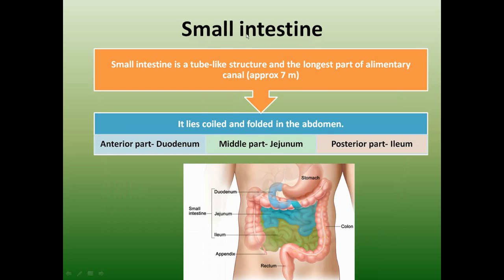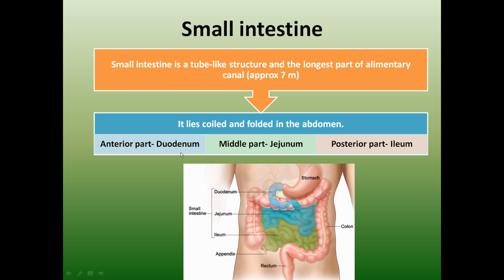Now comes to the small intestine. Small intestine is a tube-like structure, and it is the longest part of the alimentary canal. In human, it is approximately 7 meter long, and it is highly coiled, folded into the abdomen section of the body. You can see over here a blue color tube-like structure is coming from the stomach and going deep into the abdomen section, and it is highly coiled.